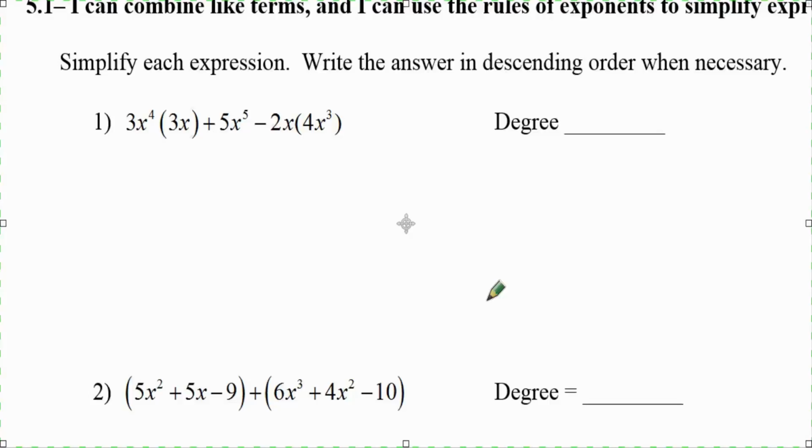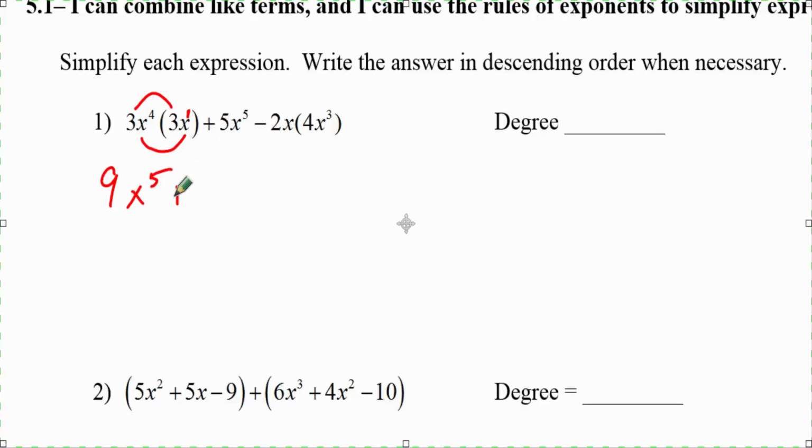So, starting with our first target, we're simplifying the expression. We want to write the answer in descending order when necessary. So we're really just distributing, and 3 times 3 is 9. Well, it's not really distributing, it's just multiplying in this case. And then when you multiply the x's, you have to add the exponents, because we have x to the fourth, which means 4 x's, and one more x here, so this is x to the fifth.